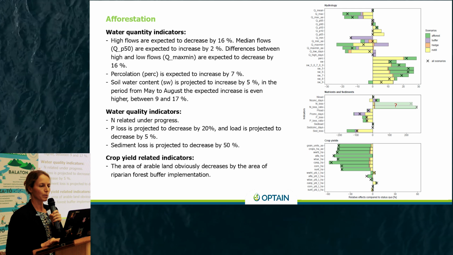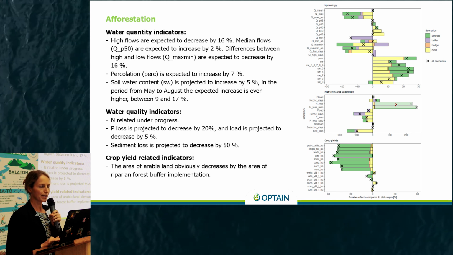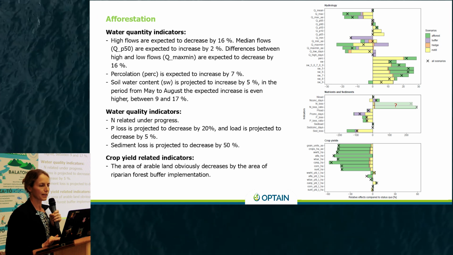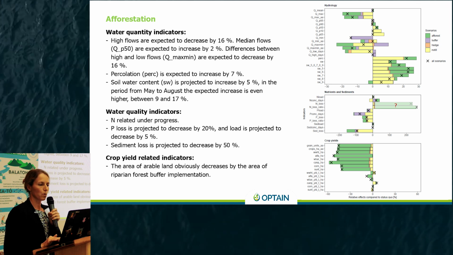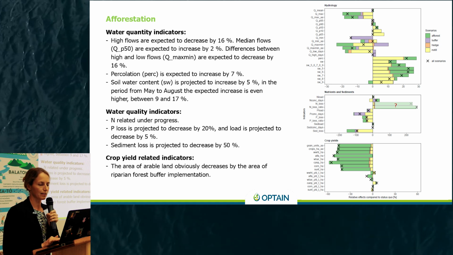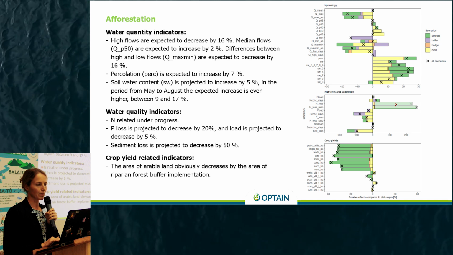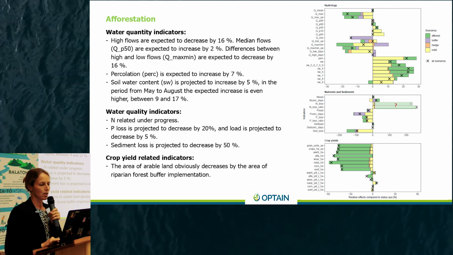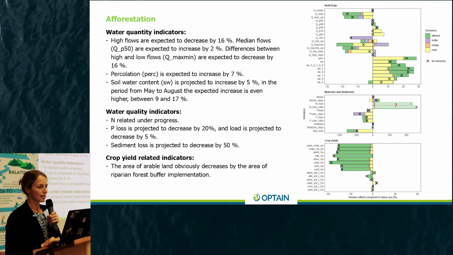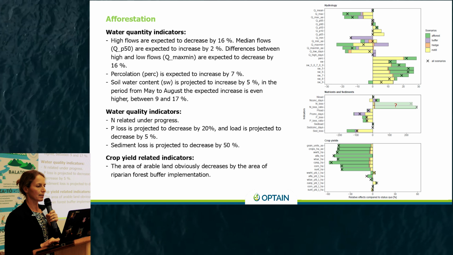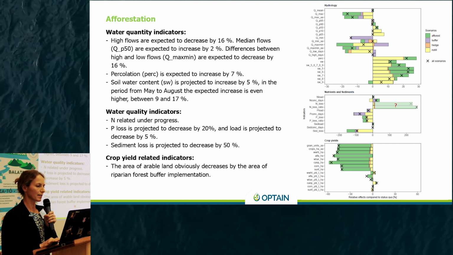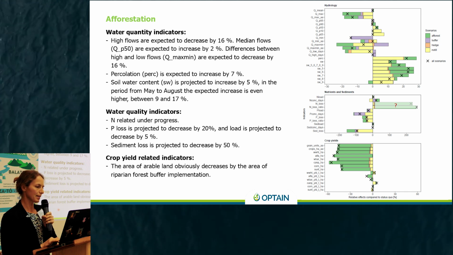Percolation is expected to increase by 7%. Soil water content is projected to increase by 5%. In the period from May to August, the expected increase is even higher, between 9 and 17%. Water quality indicators: the phosphorus concentration is projected to decrease by 20%, and load is projected to decrease by 5%. Sediment loss is projected to decrease by 50%.